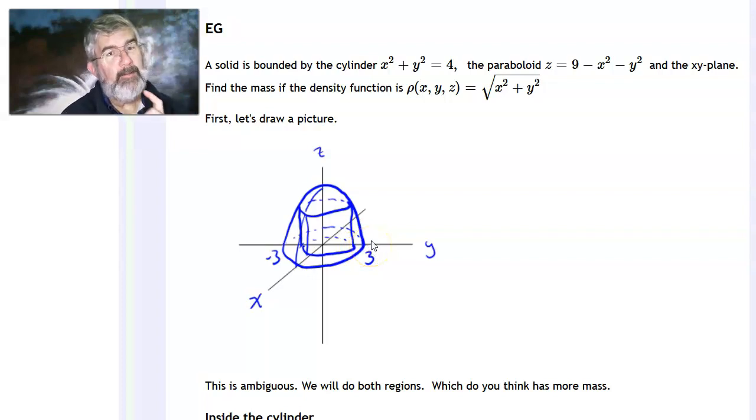However, it's not just about volume. There's density involved here because the density is increasing as you get further away from the z-axis. So although there may be less volume on the outside here, it's more dense, and that actually may yield more mass, right? It's really very light on the inside. In fact, we mentioned along the z-axis, the density is 0, so there's no mass on the z-axis and very little close to the z-axis. Okay. The question is, which has more?